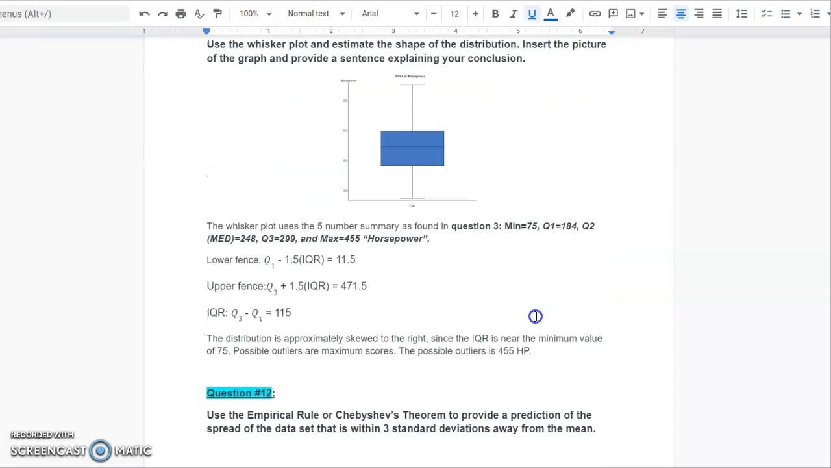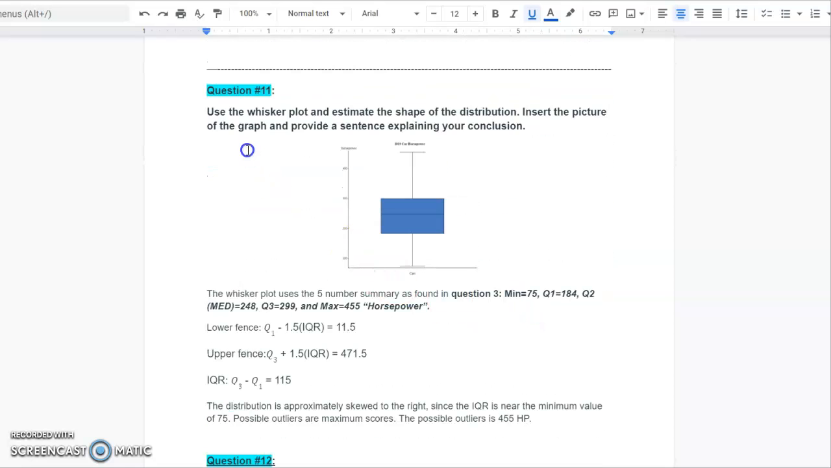For question 11, the problem is: use the whisker plot and estimate the shape of the distribution. Insert the picture of the graph and provide a sentence explaining your conclusion. Here you can see our whisker plot. The whisker plot uses the five-number summary as found in question 3.